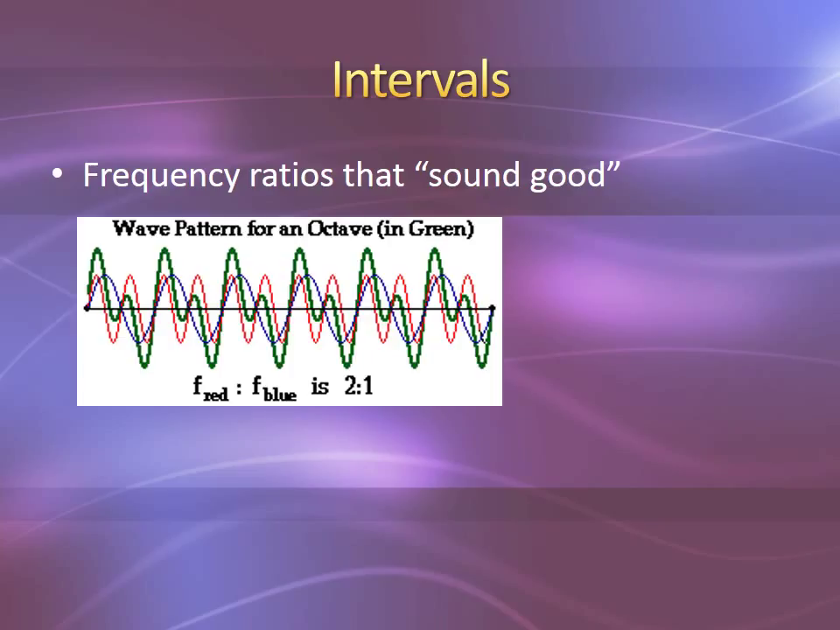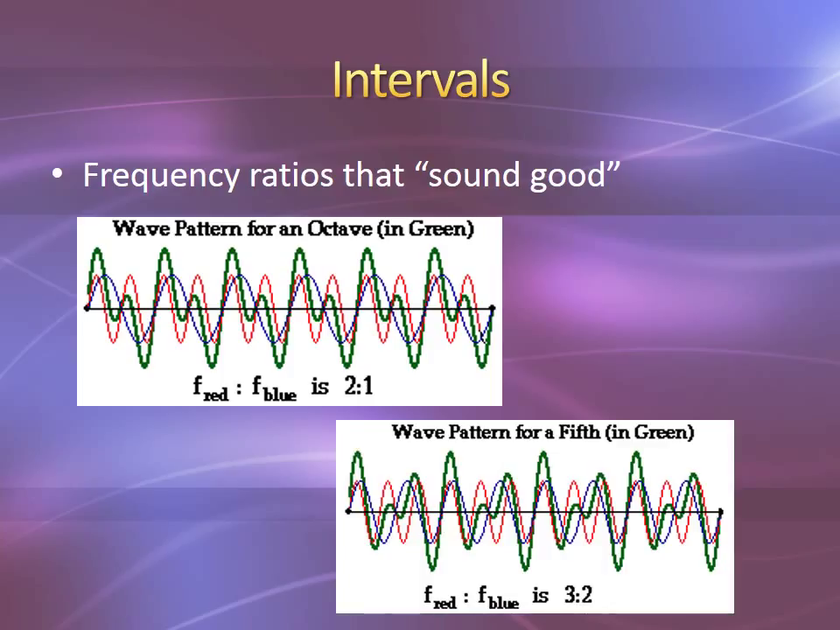For example, an octave, or two notes with the same name, the frequency ratio is actually 2 to 1. So on my violin, I have the open A string, which is 440 hertz, and the octave above that, the A, is going to be 880 hertz. When you combine those two wave patterns, you can see that you get this pretty repeating pattern that sounds good to our ears.